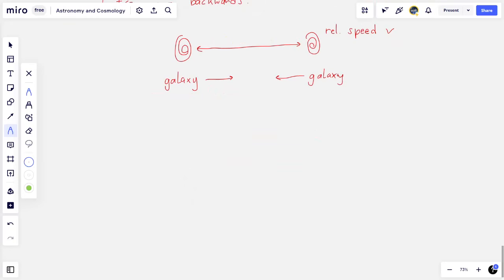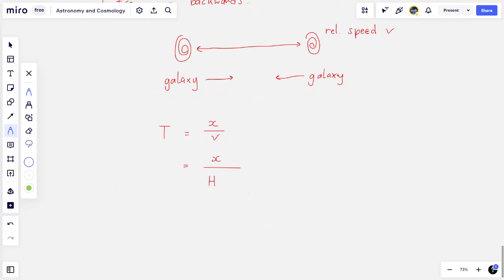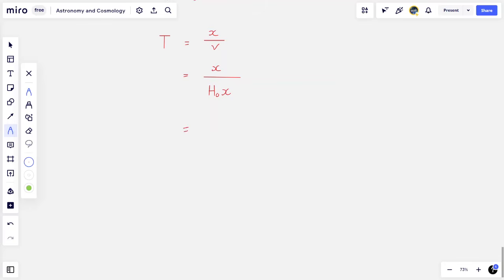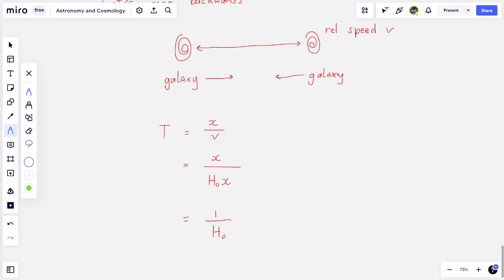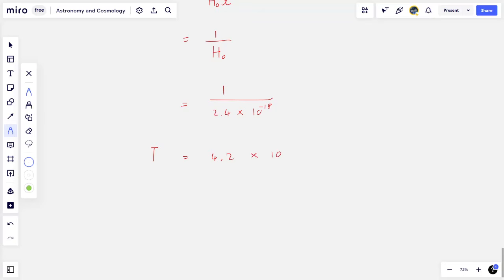Now, we know that the time that they've been moving apart is the distance over their speed. That's the distance divided by, if we use Hubble's law, H naught D, or in this case H naught x. We get something very impressive. The x's cancel, and we get t to be 1 over H naught. That's the time over which these galaxies have been spreading apart, or the time they would need to come back together if we reversed everything. Let's put Hubble's constant into this equation: 1 over 2.4 times 10 to the minus 18 per second, and we get t to be 4.2 times 10 to the power 17 seconds.